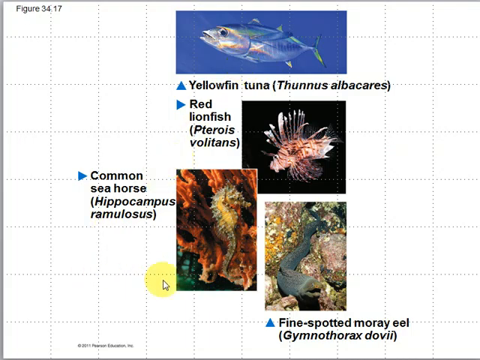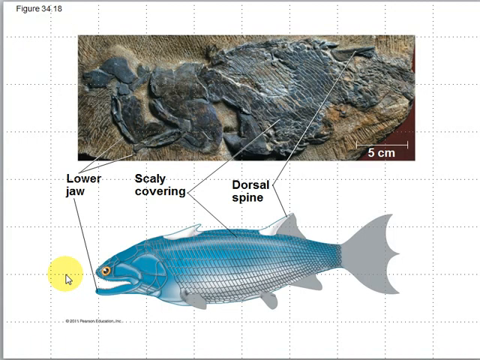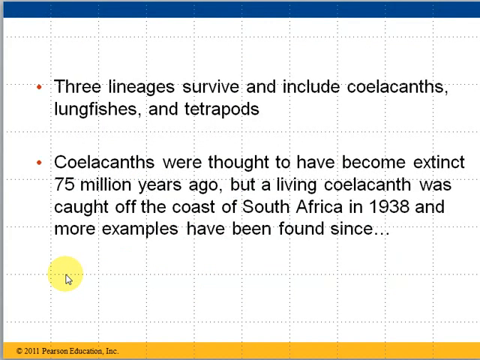The last category of the gnathostomes, the vertebrates that have jaws, would be the lobe fins. And the lobe fins have muscular pelvic and pectoral fins, and they originated in the Silurian period as well. There are a few of these more ancient varieties of fish still around, but you'll notice they don't look much like the common everyday fish that we think of. Three lineages survive and include the coelacanth, which is a cool story, lungfish, and the tetrapods. And the tetrapods would be basically all the land animals that you think of. That would include amphibians, reptiles, birds, and mammals.